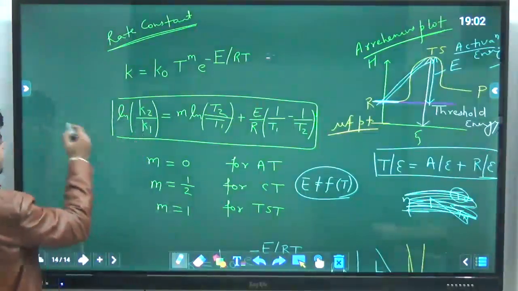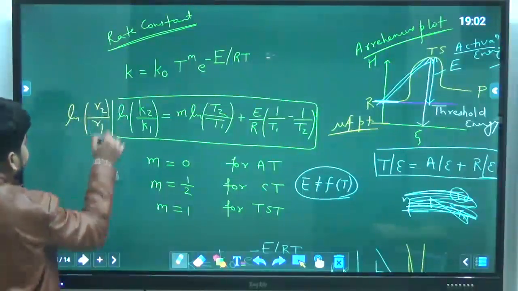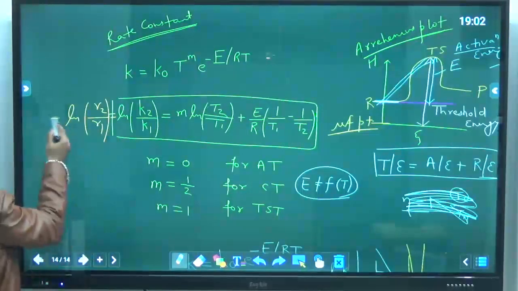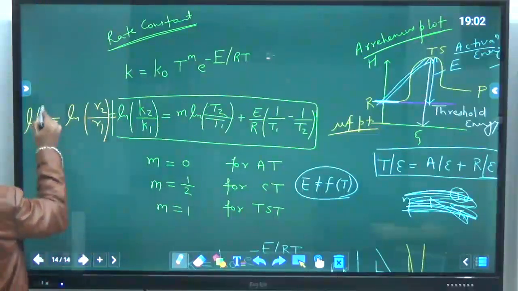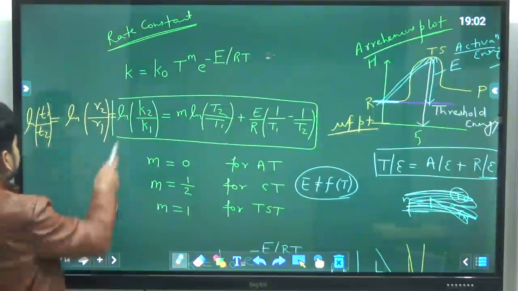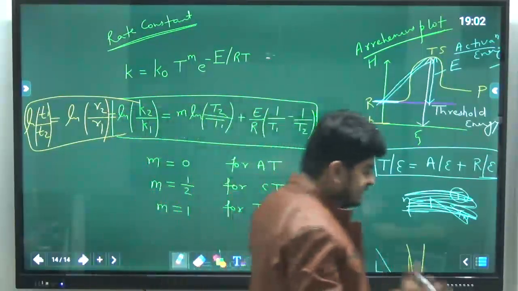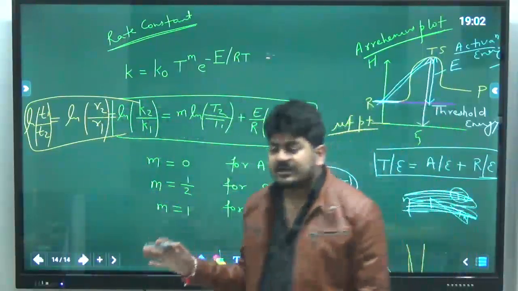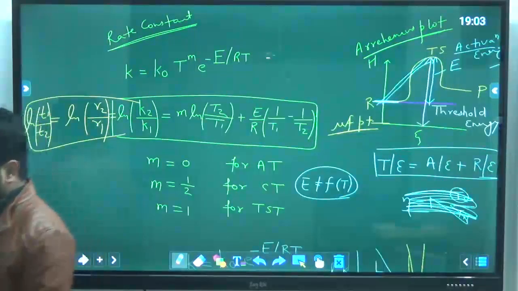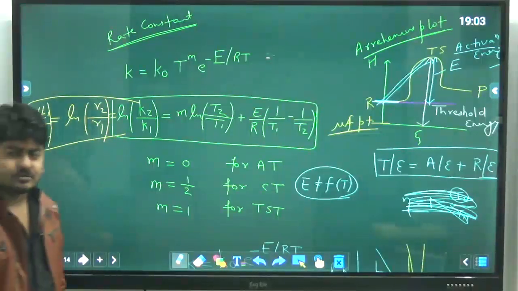So ln K2 by K1 can also be written as ln R2 by R1, and this can also be written as ln T1 by T2. Okay, so this is a further extension to this equation. It should be clear to us. This is all about the rate constant K and its theories. There are several questions they have asked in the GATE exam, and all those are very easy questions.